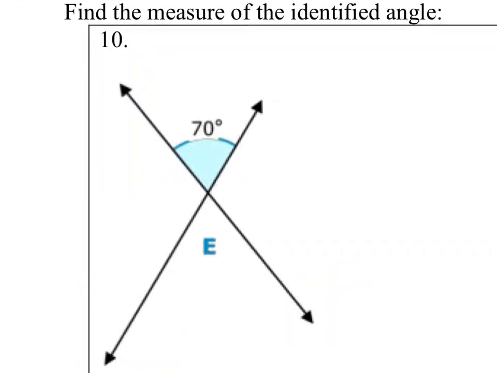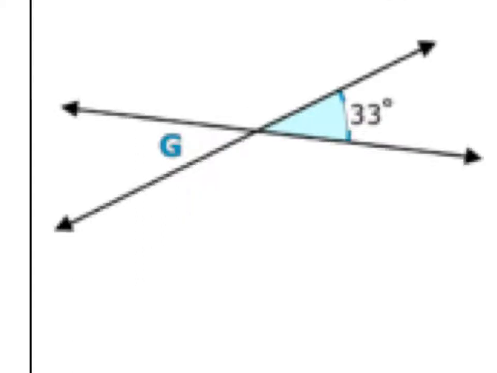Find the measure of the identified angle, which is right here. This one is vertical with this other 70-degree angle, so this one is also 70 degrees. Vertical angles make it usually pretty easy like that. 11, this one is extremely difficult because the two are vertical through the vertex, bam. Now we know it's 33 degrees. Look at all that work. That was hard. That was rough.